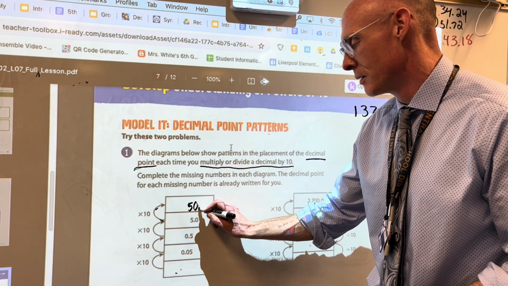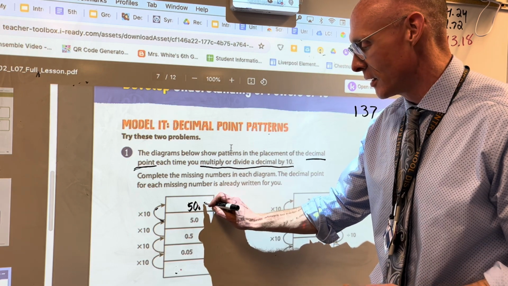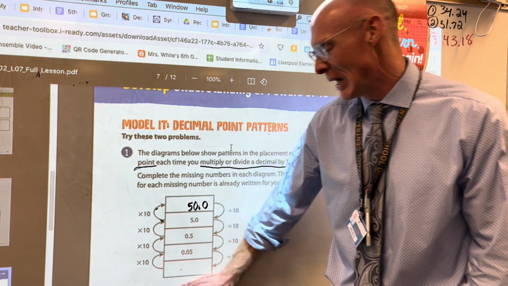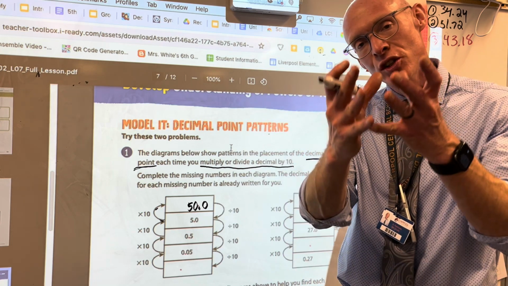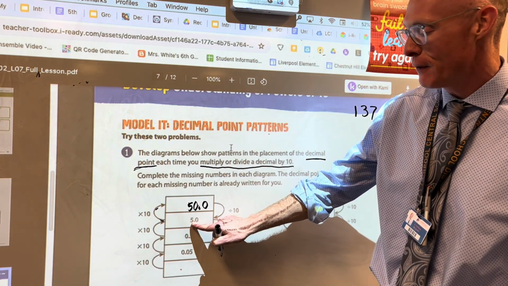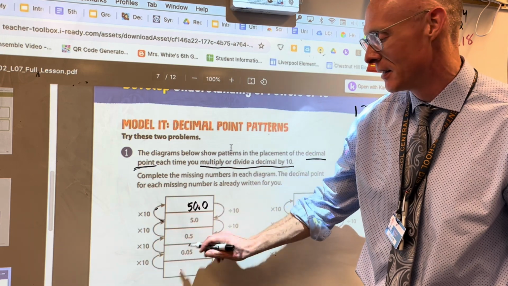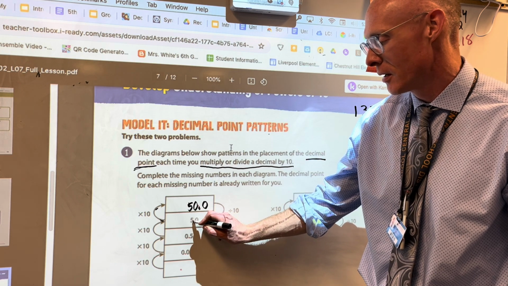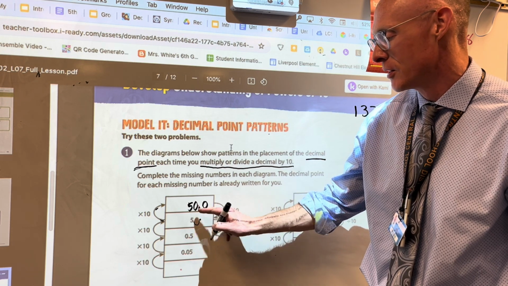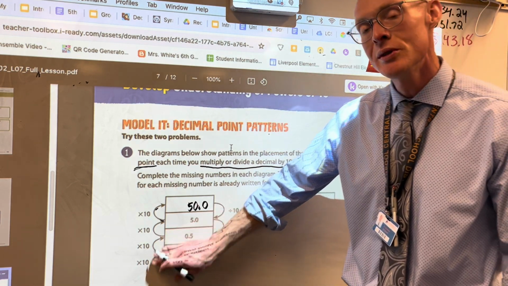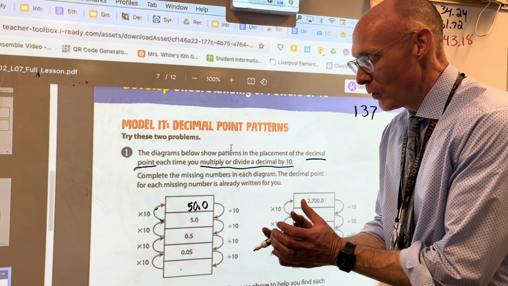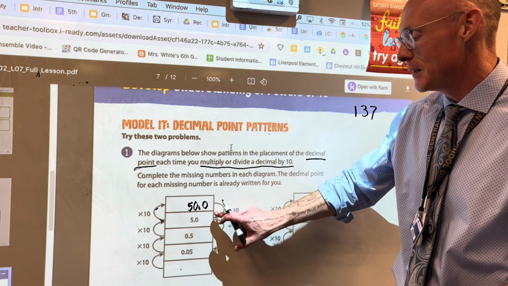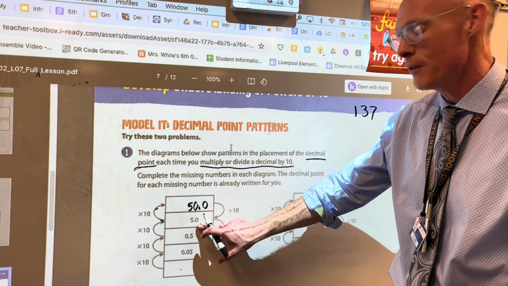Point. I know it's already there, but I like to see it. 0. Okay. Now, how do we get to that bottom one? Let's look at the pattern. When we did our 5, we multiplied it by 10, and we moved the decimal point from a 5, boop, and put it right there to make it a 50. Using that pattern, except for we're going to make the number smaller when we divide. Makes sense, right? 50 divided by 10 is going to get you 5.